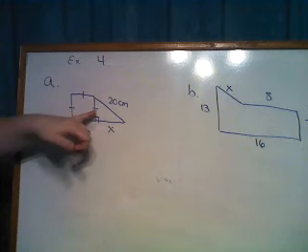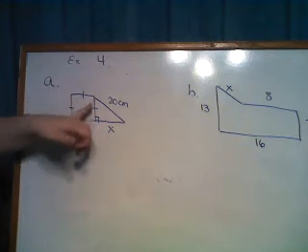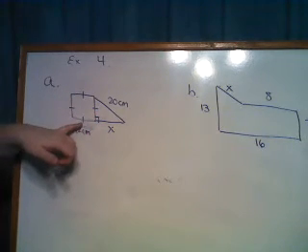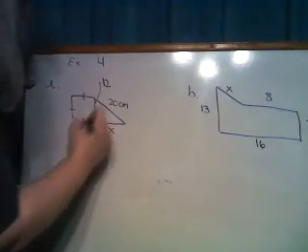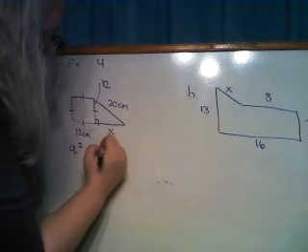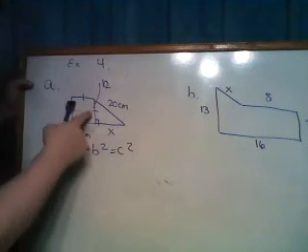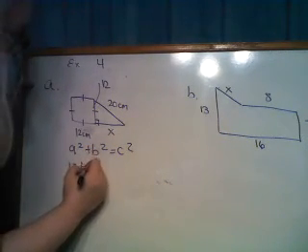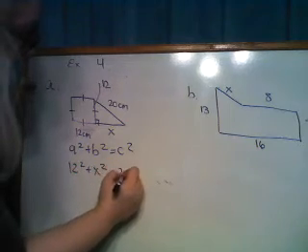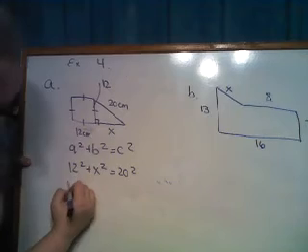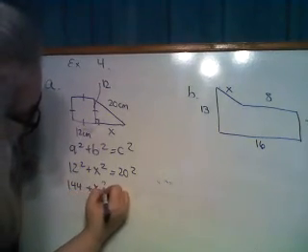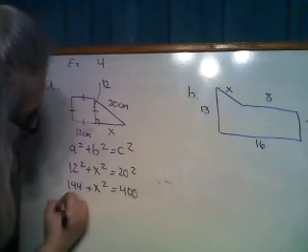This leg is attached to this square, and this tick mark, which is 1, is 12, so that means the whole thing is 12. So when you do a squared plus b squared equals c squared, now I know that leg: 12 squared plus x squared equals 20 squared. Then I can simplify: 12 squared is 144, plus x squared equals 400.